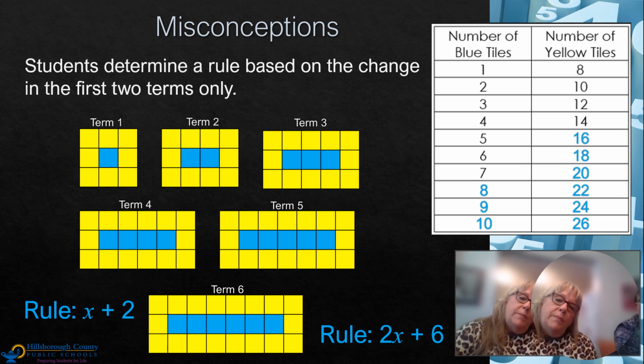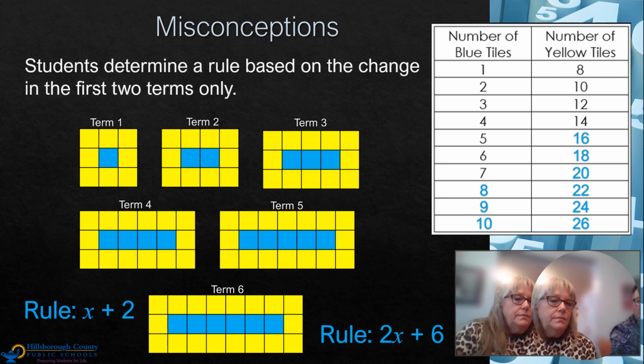If I put 1 in place of the X, 1 plus 2 is 3. Are there 3 yellow tiles on term 1? What about term 2? 2 blue tiles. I replace the X with 2. 2 plus 2 is 4. Nope, I should have 10. What haven't they considered? Well, this is where it takes it back to the concrete.